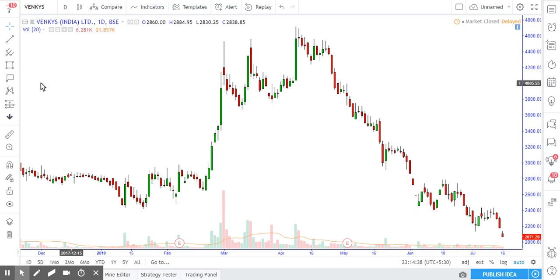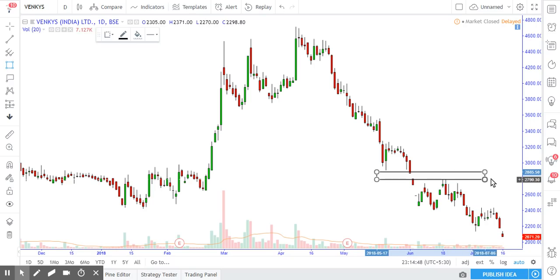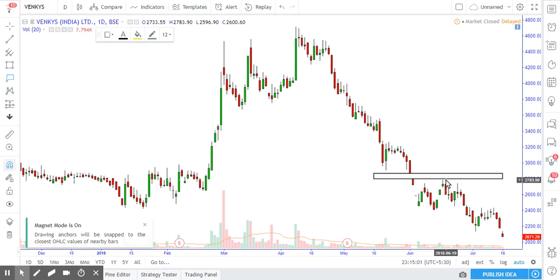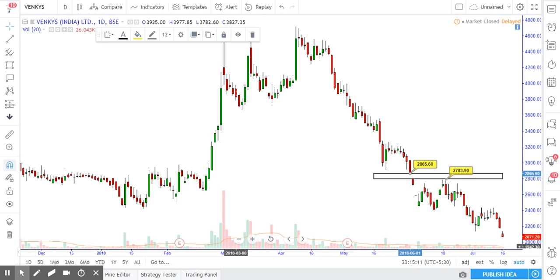So this was a daily chart of Venky's India Limited. I firstly observed two things. First, there was a gap down opening, and the stock is forming a good resistance zone; it has not filled this gap. You can use the magnetic function to get the appropriate prices from this week. The levels 2783 and 2865 are holding a good resistance zone, and the stock has not filled that gap.